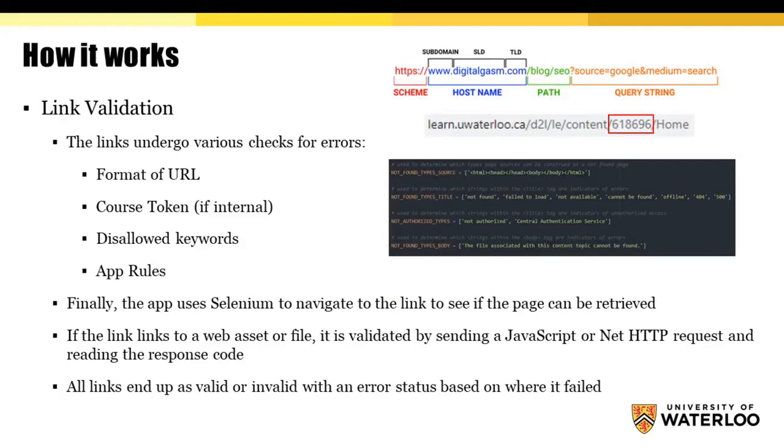For the actual validation, the links undergo various checks for errors. This includes the format of the URL, the course token in the URL if it's internal, disallowed keywords in the title or body of the page's HTML, and also rules. After these initial checks, the app uses Selenium to navigate to the link to see if the page can be retrieved. If the link is a web asset or file, which is determined by seeing if the link ends with a file extension, such as .doc or .pdf, it will be validated by sending a JavaScript or NetHttp request and reading the response code. In the end of this process, the link will end up as valid if it passes all of the checks, or invalid with an error status based on where it failed.